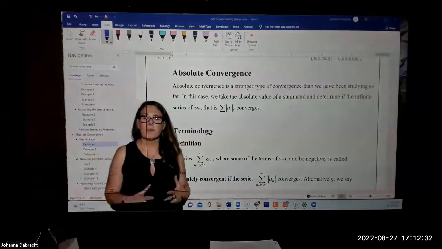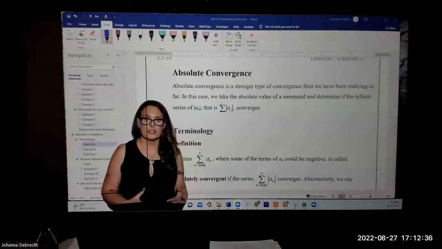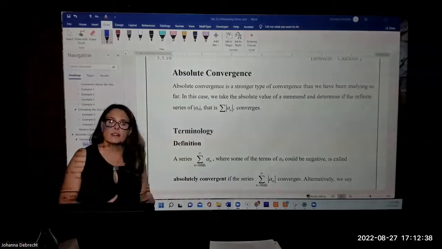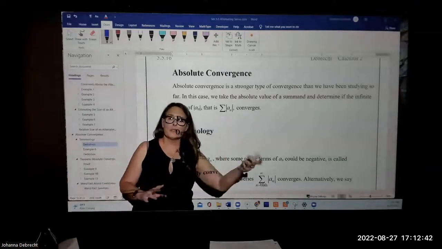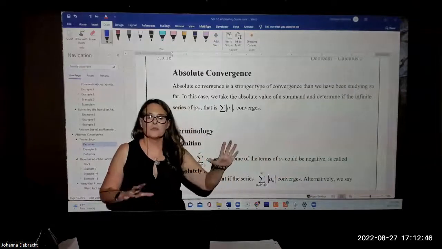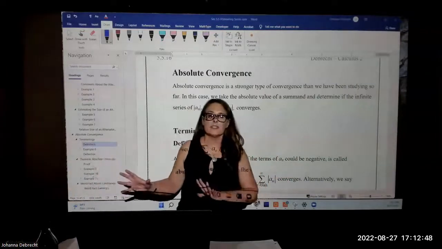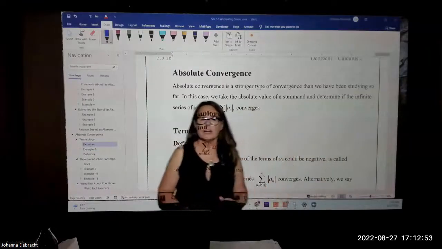Let's now talk about what we mean by absolute convergence and conditional convergence. In the last video, we talked about alternating series. Those are series where every other term was positive and every other term was negative. In other words, regardless of what the head of this series or sequence did, the tail, at least every other term, was positive or negative.